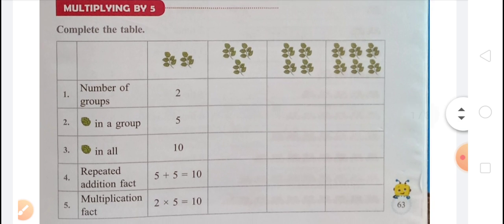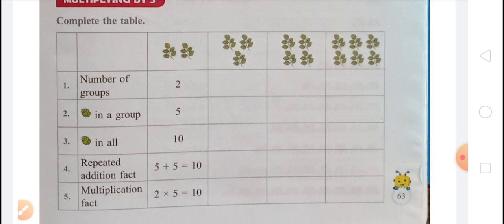You have to complete the table. Now you can see that there is a table, and you have to fill it. Okay, let's fill it. Firstly, we have to understand what we want to fill. There are some groups of leaves.